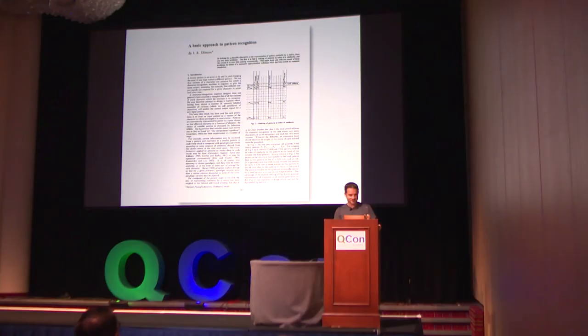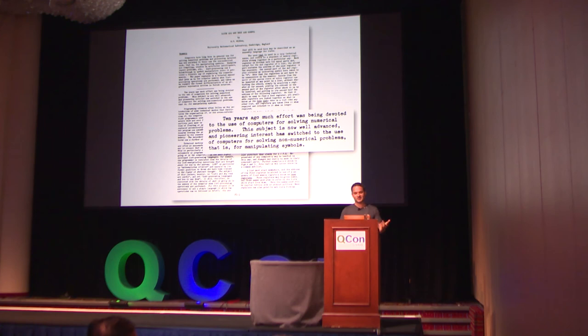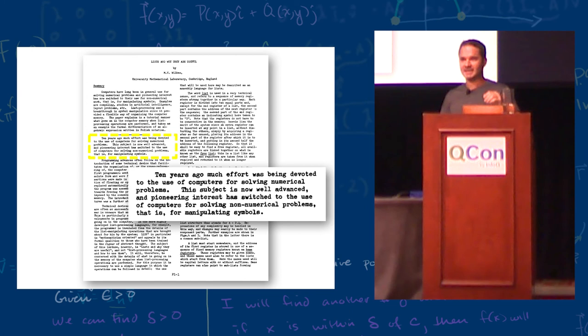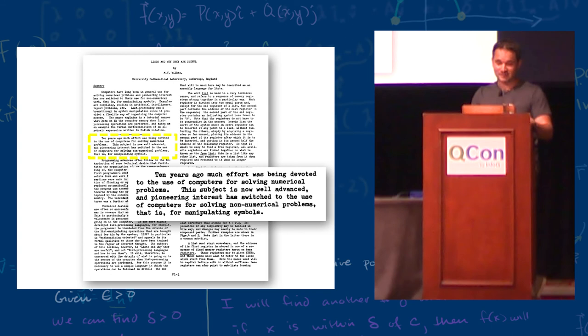The next one that jumped out at me was called Lists and Why They Are Useful. Ten years ago, everything was just about numerical problems, but now we're concerned about things other than numbers. So in this paper, he presents linked lists. Now, the author of this is Maurice Wilkes, he's a Turing Award winner, he's kind of a big deal. He built the first computer with stored memory. That's cool. I hadn't heard of him before this, but I'm an ignoramus.